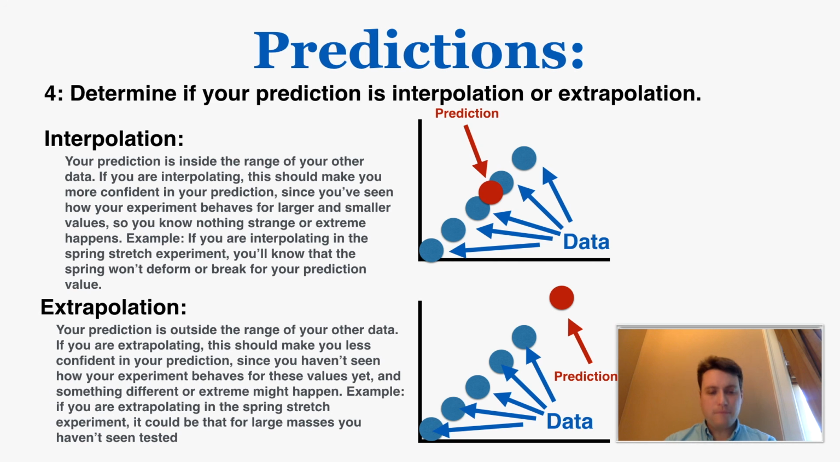And extrapolation should make you less confident in your prediction because when you're outside the range of what you've already tested, other things could happen. It might be, as an example for the stretch of the spring, if you test a mass that's much larger than anything that you've tested before, it could be that the spring will break instead of just stretching normally. So you would have less confidence in your prediction because while your equation might be telling you one thing, something different might happen in the real world. So that's how you fill out the prediction section of a lab report.